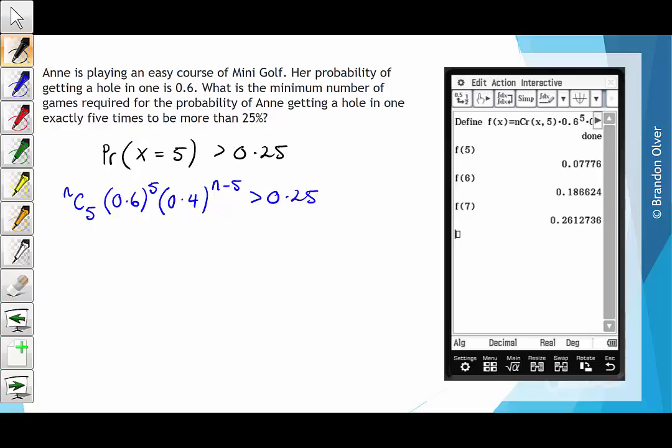So from the calculator you can see that when n equals 7, we have a probability of 0.26127, which is greater than 0.25. So therefore we need 7 games to be played to ensure that the probability that Anne gets exactly 5 hole-in-ones is more than 25%.